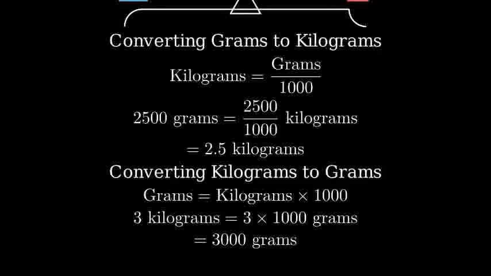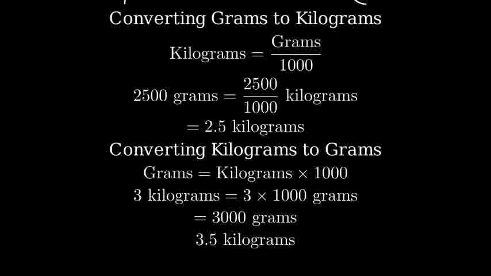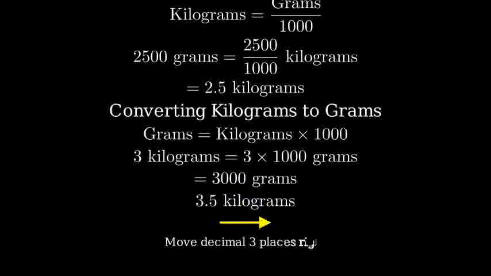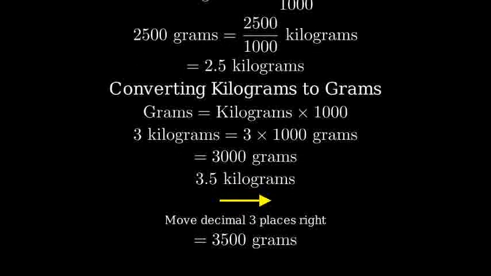Here's a helpful tip when working with decimals. Let's say we have 3.5 kilograms. To convert to grams, we can simply move the decimal point 3 places to the right because we're multiplying by 1,000. This gives us 3,500 grams.